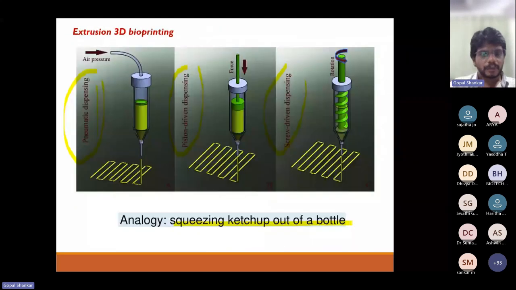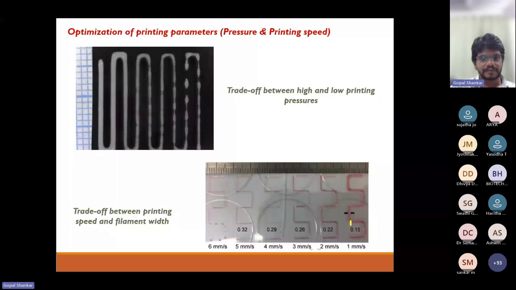So when you want to talk about the optimization of a bioprinting process, there are two terms that need to be understood. One is pressure, another is your printing speed. I'll give you an example of the trade-off between high pressure and low pressure. You see here, this is low pressure printing, you have a proper structure. When you increase the pressure, you experience a discontinuity in the filament formation. So this is not desired. What we want is low pressure printing, which gives you a uniform structure.